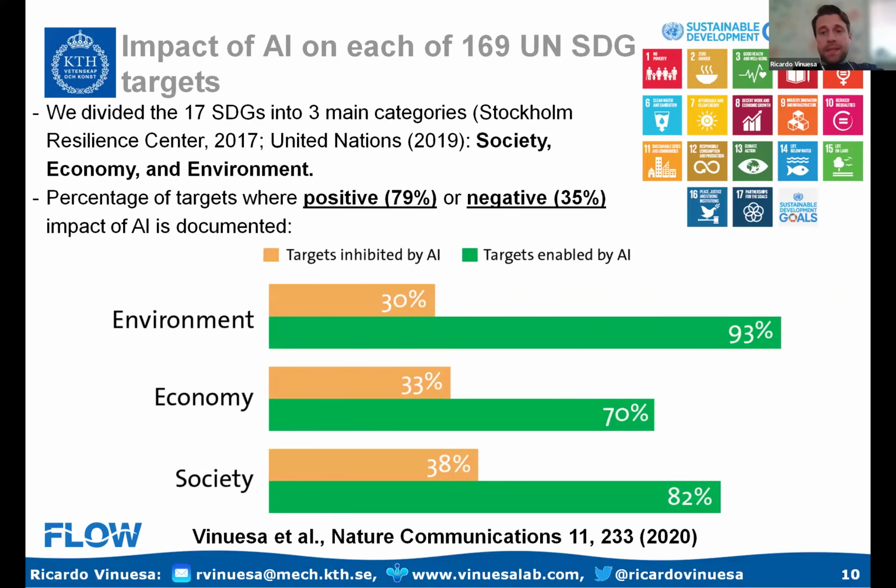AI has a big impact on many areas. Here you can see some of our work on sustainability. So we found that 79% of the sustainability targets can be achieved through AI, whereas 35% can be negatively affected. This is a very positive message, but we should also be aware of the negatives. So we should be aware that there are negative cascading mechanisms which should be avoided, but it is certainly a very positive effect. We looked at this in Nature Communications 4 years ago.